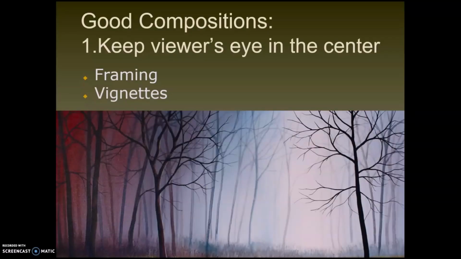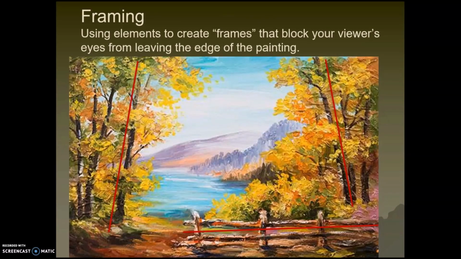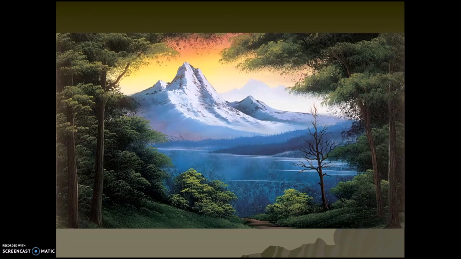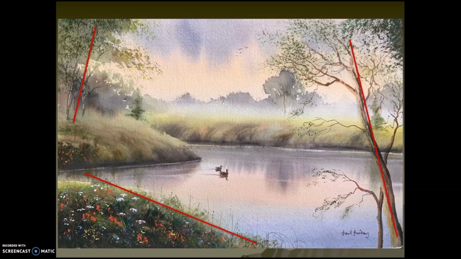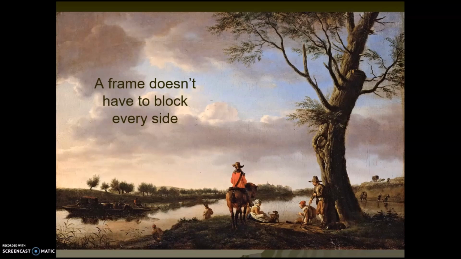First, you want to keep people's eyes inside your painting for as long as possible. And we do that with framing and with vignettes. Framing means creating artificial edges around the outside of your painting to keep viewers' eyes in the center. The most obvious kind of frames are having trees right at the left and right edge. You'll often notice the bottom corners of landscapes are blocked by little diagonal pieces of land. Now, you don't have to have frames on every edge, but having at least one or two can help your composition.